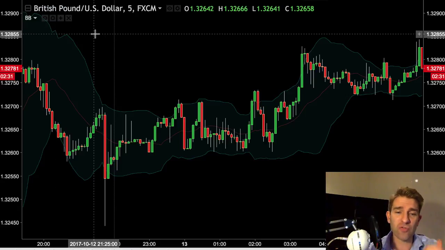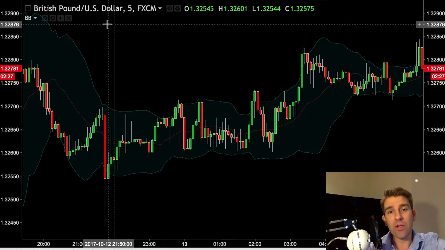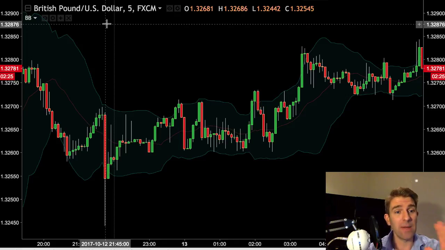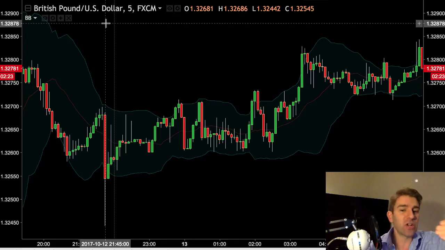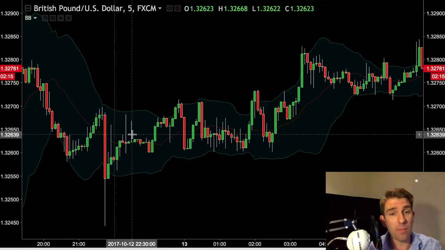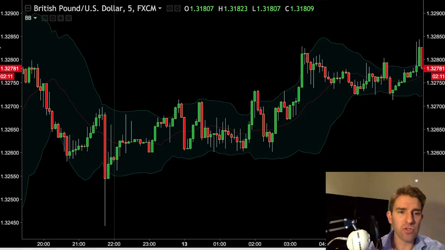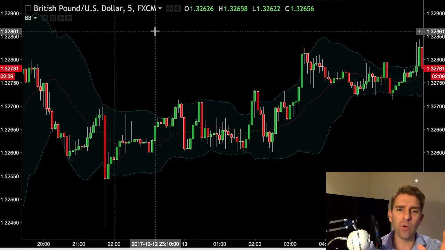The rules of the strategy are: when price touches the upper band, you go short with a 10 pip stop. When price touches the lower band, you exit the trade. That's a short trade. When you're going long, you go long when price touches the lower band with a 10 pip stop, and then you exit that trade as it pushes up to the upper band. So those are the rules. Let's just jot them down and then we'll look at what's going on.